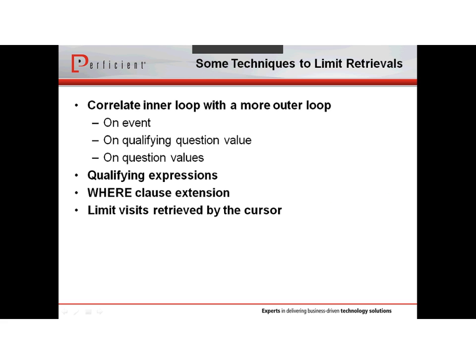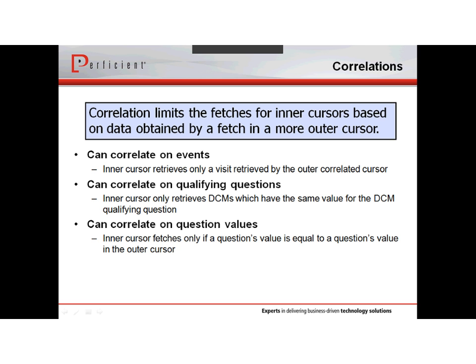Correlations are very common, but qualifying expressions are also useful because they allow you to compare any information between the two cursors, the inner cursor and the outer cursor, to specify what's going to be retrieved. But the performance is different, as we'll see in a little while. The where clause extension is another technique, as is limiting visits retrieved. We're going to discuss all of those. Correlation limits the fetches for the inner cursor based on the data obtained by a fetch in a more outer cursor. Again, we can correlate on events, on qualifying values, or question values.